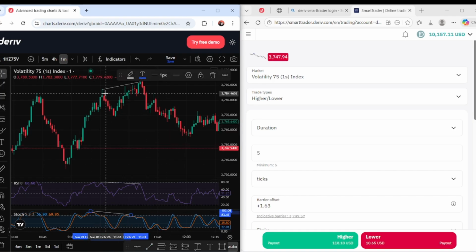On your 1 minute candlestick, it is showing you a higher high, while your Relative Strength Index and your stochastic indicator are showing you a higher low. So it shows a very good signal.